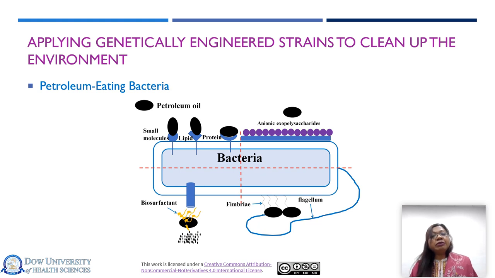While petroleum eating bacteria have the potential to be used for bioremediation purposes, their effectiveness depends on a variety of factors, including the specific bacteria present, the type and concentration of the hydrocarbon, and the environmental conditions present. In addition, some petroleum eating bacteria may produce harmful byproducts such as methane, which can contribute to greenhouse gas emissions.